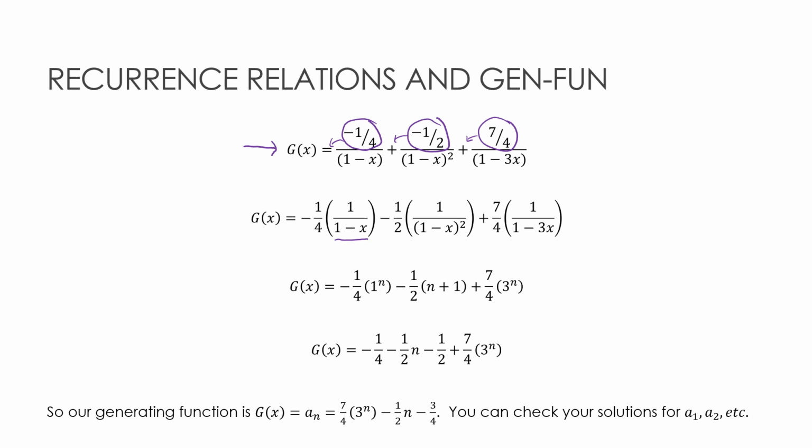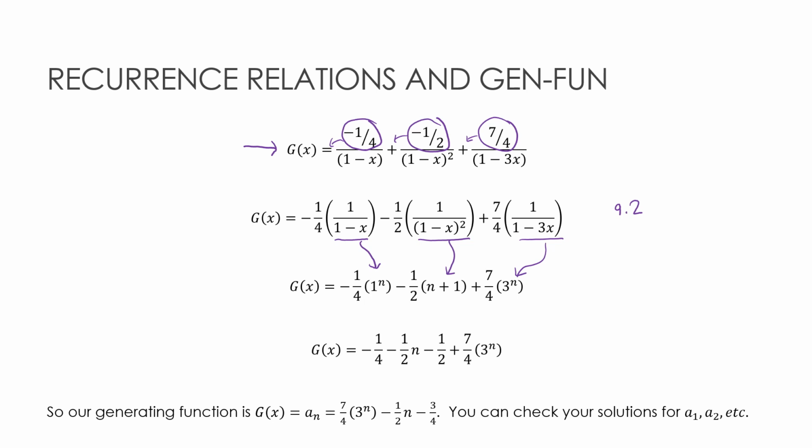So that leaves me with 1 over 1 minus x, 1 over 1 minus x quantity squared, and 1 over 1 minus 3x. Now, if you'll recall, back in video 9.2, we spent a lot of time talking about generating functions and what their coefficients were, etc. So I went back in the vault from 9.2 and said, this guy is going to give me 1 to the n. That is the coefficient that I get for that generating function. This guy gives me n plus 1, and this guy gives me 3 to the n.